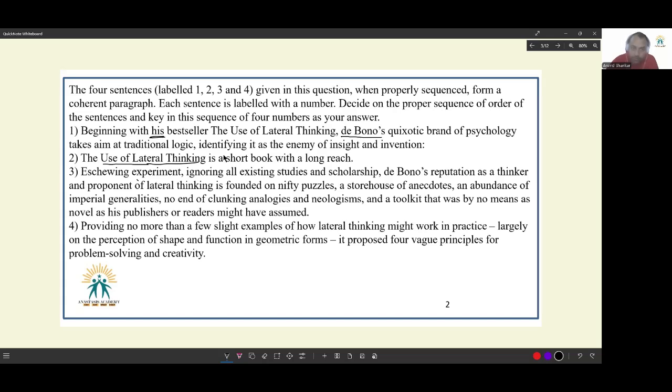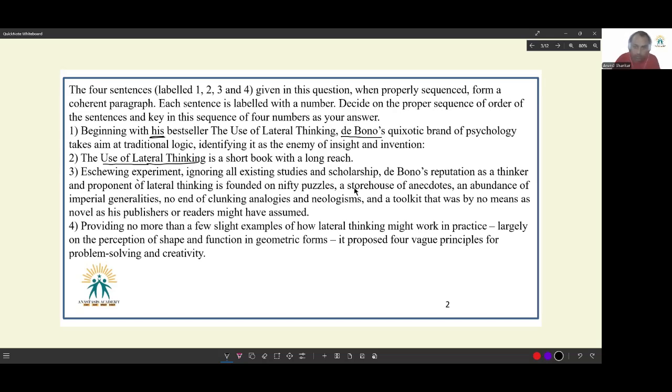Eschewing means avoiding experiment, ignoring all existing studies and scholarship. De Bono's reputation as a thinker and proponent of lateral thinking is founded on nifty puzzles, a storehouse of anecdotes, an abundance of imperial generalities, no end of clunking analogies and neologisms, and a toolkit that was by no means as novel as his publishers or readers might have assumed.